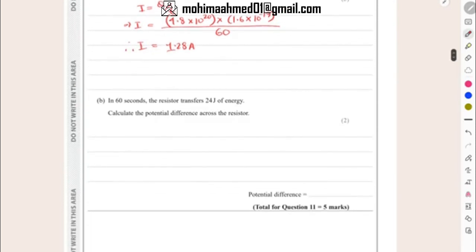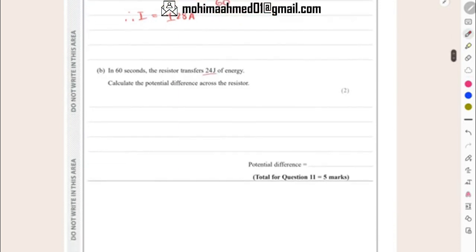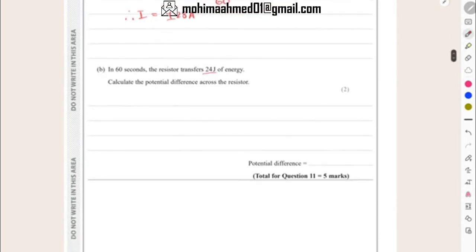Now in 60 seconds, the resistor transfers 24 joules of energy. Calculate the potential difference across the resistor. Okay, so we also need to find the potential difference, and they've provided you with energy. So we can start by equating the two equations of power. The first equation of power is P equals IV, and the second equation of power is P equals energy over time. Time is provided as well. So if you substitute equation 1 into 2, the situation looks like this: IV is equal to energy over time.